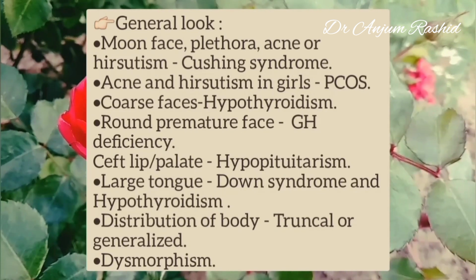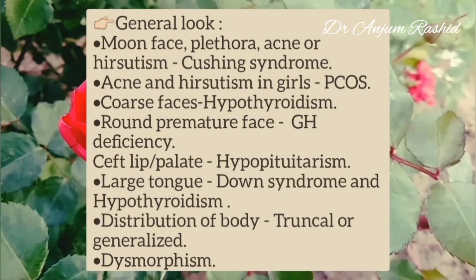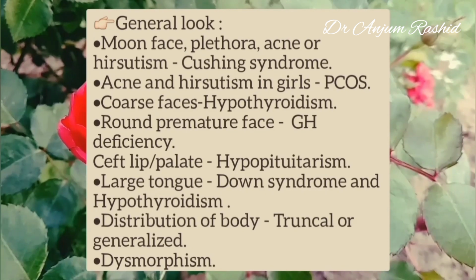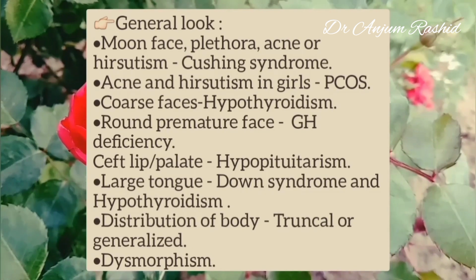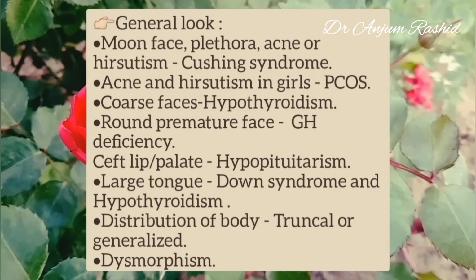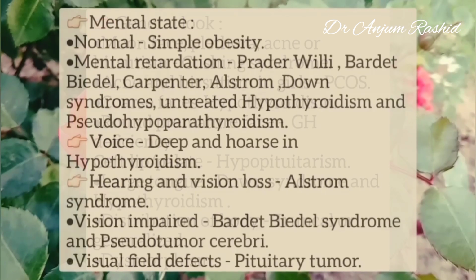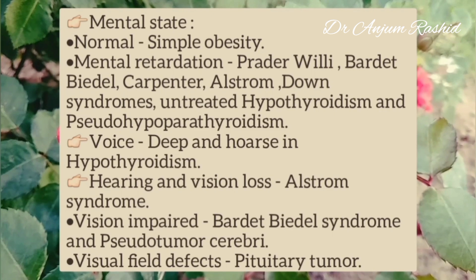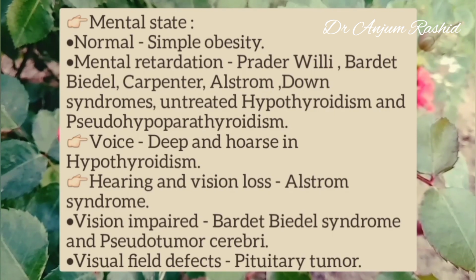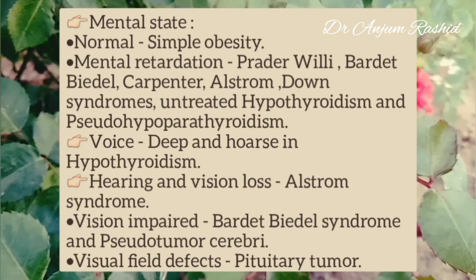Large tongue is associated with Down syndrome and hypothyroidism. Now it is also important to see the distribution of body fat, whether it is truncal or generalized, because truncal obesity is usually pathological. Then obesity is associated with different types of syndromes, so any dysmorphism should be noted. Next, mental state is normal in simple obesity, while there may be mental retardation in Prader-Willi, Bardet-Biedl, Carpenter, Alström, Down syndrome, untreated hypothyroidism, and pseudo-hypoparathyroidism.